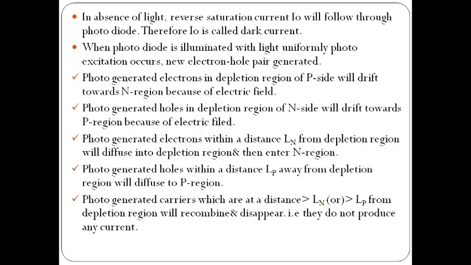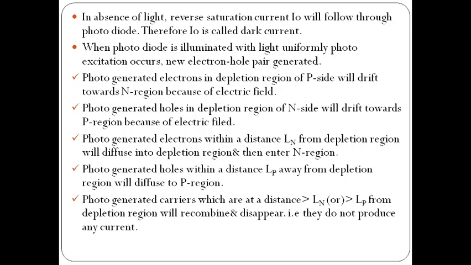Photo-generated electrons within a distance of Ln, which is the diffusion length of electrons. So electrons in the p region will not recombine with the holes; they will travel only a very small distance. That distance is the diffusion length: how much distance an electron can travel without recombining with the holes. So these photo-generated electrons within a distance of Ln from the depletion region will diffuse into the depletion region, then they will enter into the n region.